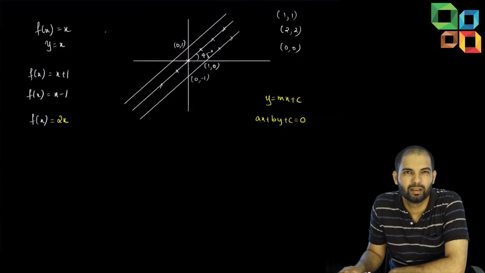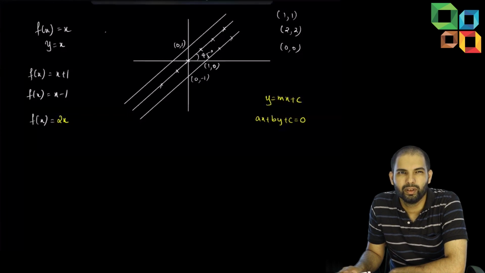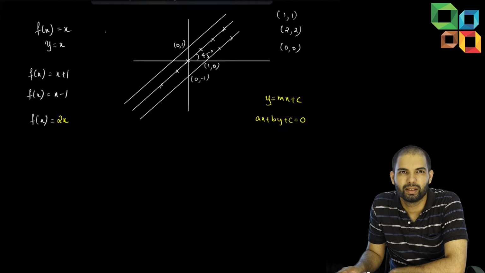Sir, it's a straight line. Okay. Why do you think it's a straight line? He said y equal to mx plus c, and I've written something different, right? Why still a straight line?